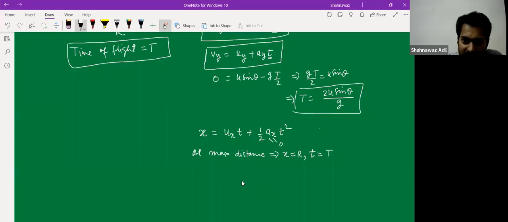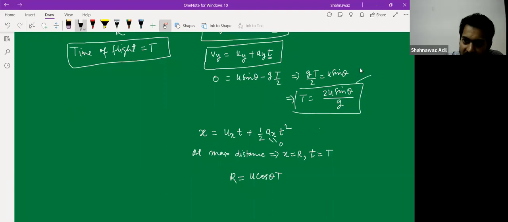Right or wrong? Yes, sir. Okay. So your x will be what? This will be R, and ux is what? U cos theta. Okay, and t is what? T. And we will use this formula of time of flight.